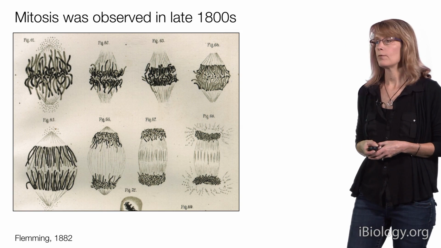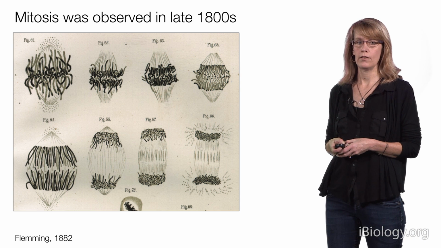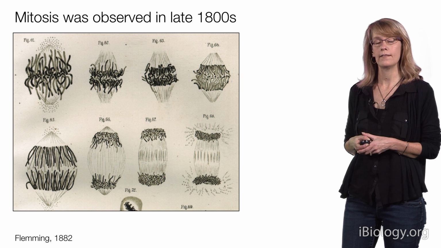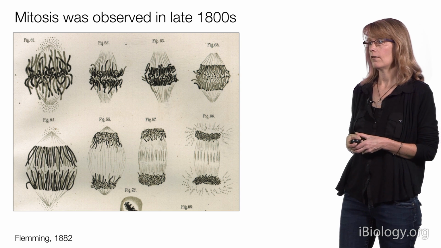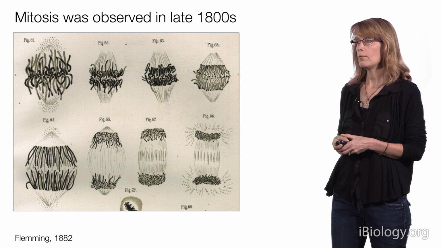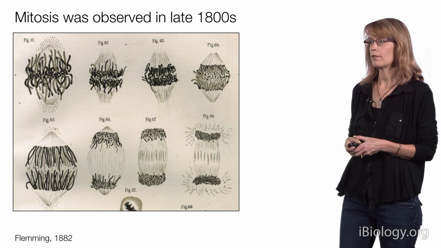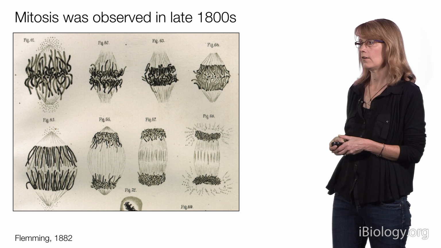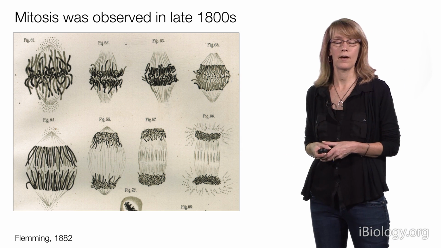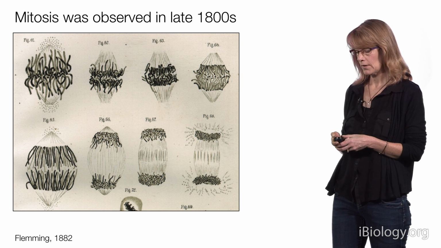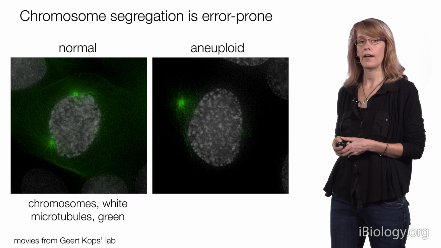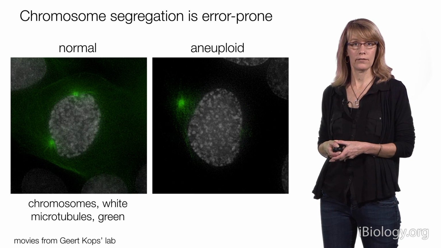Mitosis was first observed in the late 1800s by Walther Flemming, and these are just drawings he did. He stained grasshopper cells, or salamander cells, with a DNA dye, and then he was able to deduce that during the cell cycle, chromosomes duplicate and partition. You can see here that they partition. He even drew in fibers that we now know are microtubules. Due to major advances in cell biology and microscopy, we can actually visualize this process in real time.